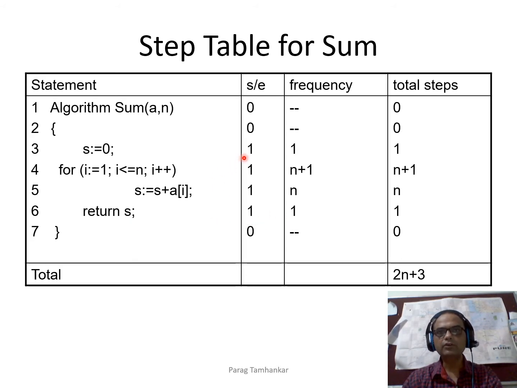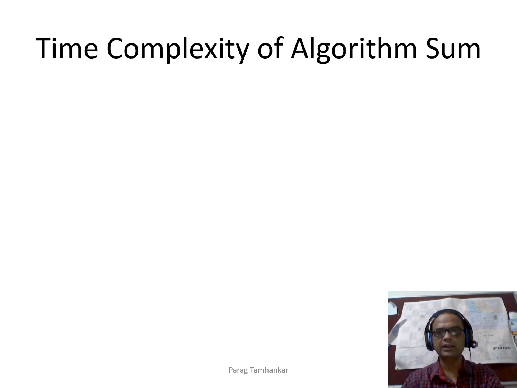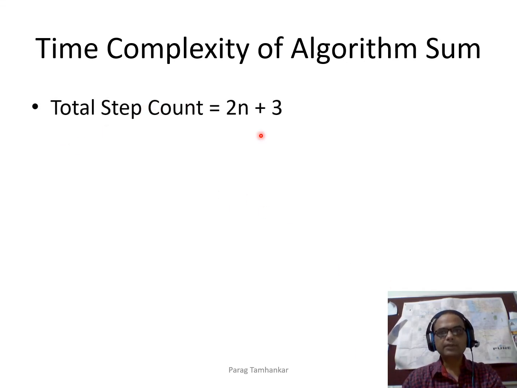Now we are going to perform multiplication of charge, S/E, into frequency. So I get total steps as 1, n plus 1, n and 1. When I add all these values together, I get 2n plus 1 plus 1 plus 1, that's 3. So my total step count in this algorithm happens to be 2n plus 3. The total step count in the previous algorithm which we discussed happens to be 2n plus 3.